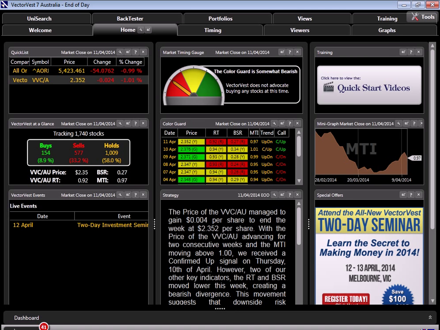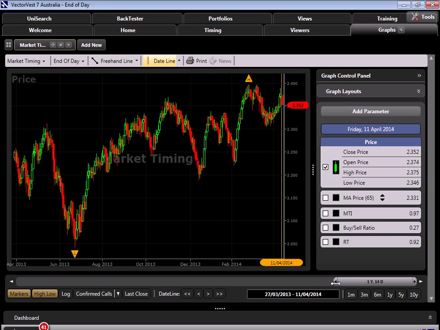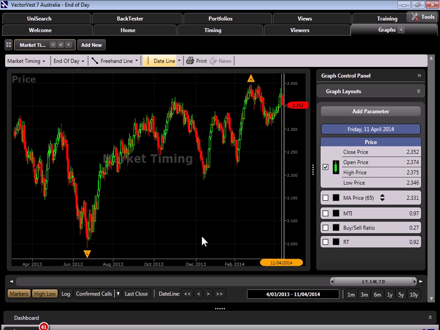I'm going to move us from the home page into a market timing graph, and we are looking at the VectorVest composite here in candlesticks over the last 1 year. I'm going to pull this out just a little bit further. You can see over the last year or so, we've had some pretty severe downturns here. We had one back here in March, a sharper one here in May and in June. We had a few smaller corrections at the end of 2013, beginning of this year. And we had another sharp one here in December.